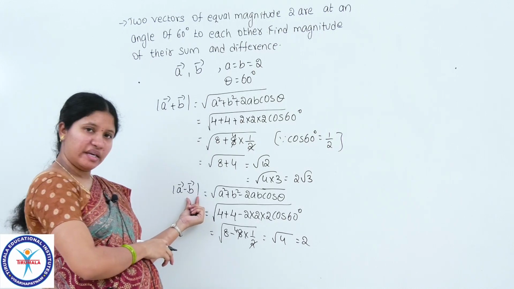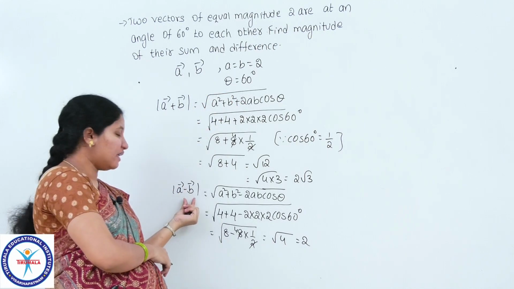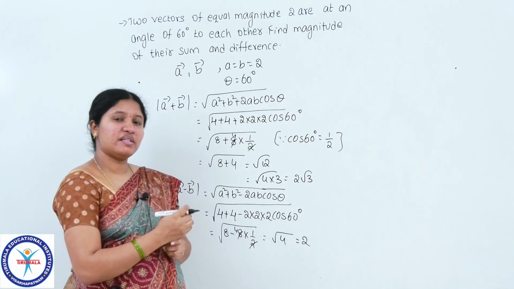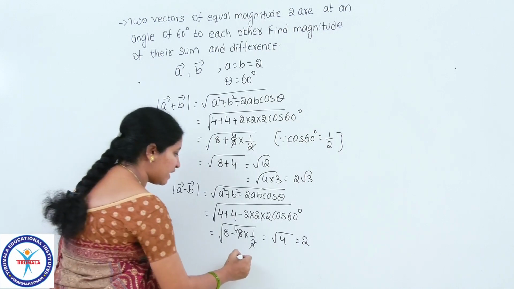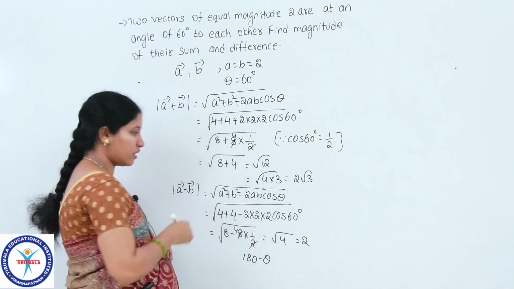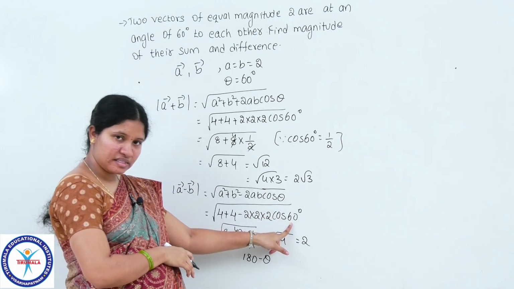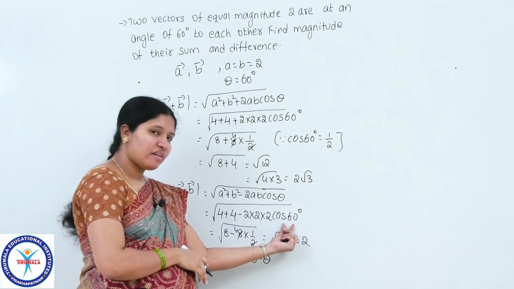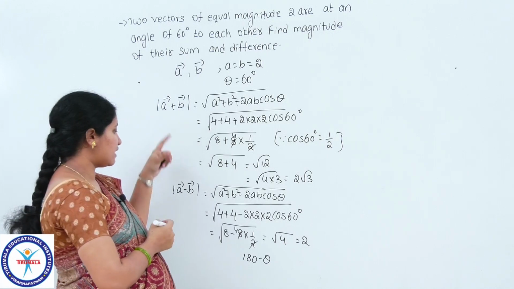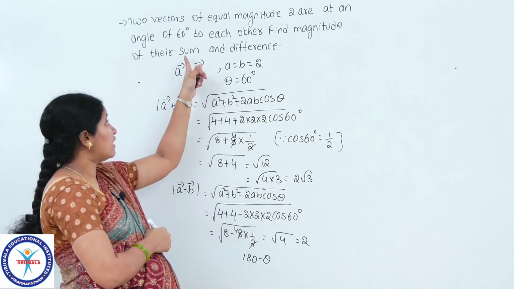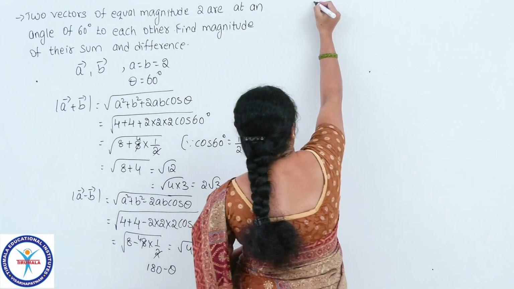We can solve this in another way. As the angle between the two vectors is 60 degrees, while taking the difference we have to reverse the direction of one vector, that is the B bar vector, and the angle becomes 180 minus theta. So we can also substitute cos of 180 minus theta, which gives you 180 minus 60 is 120. So cos 120 value is minus 1 by 2. In that way also we can consider. So this is the way to find the magnitude of their sum and difference. Now let us see the laws of vector subtraction.